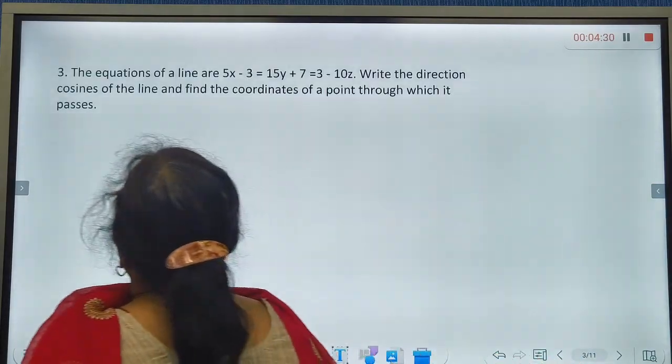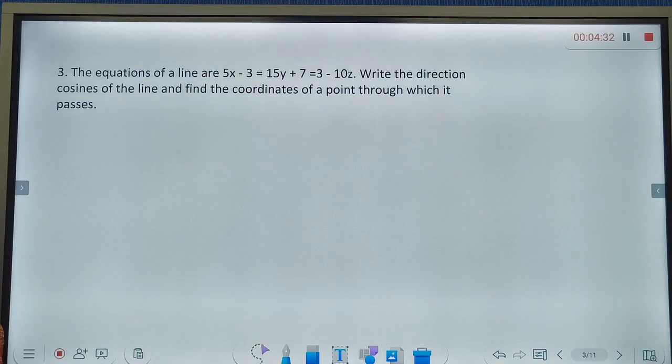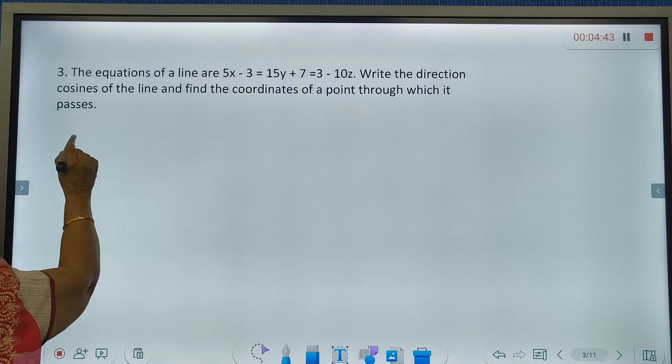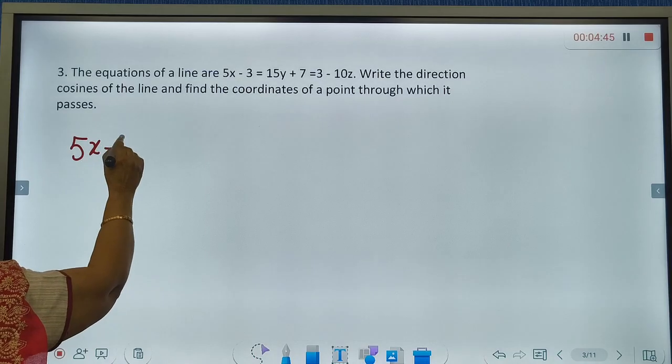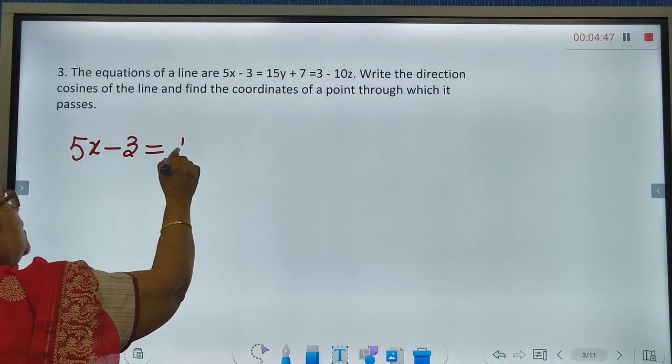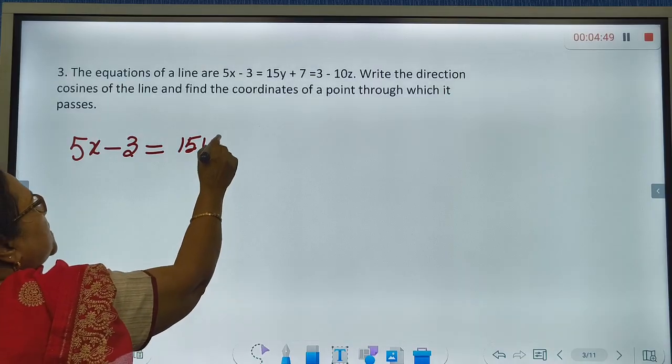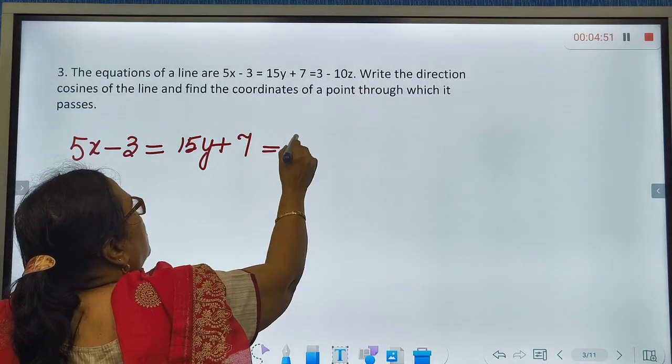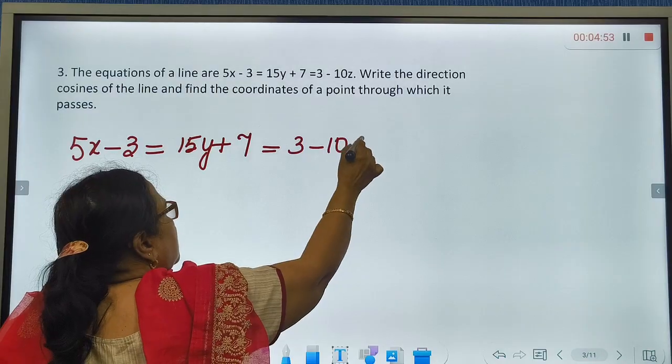So we are looking at a different question. The equations of a line are given. You have to find the direction cosines of the line and the coordinates of a point through which it passes. So first of all, is it in the standard form? 5x minus 3 equal to 15y plus 7 equal to 3 minus 10z.